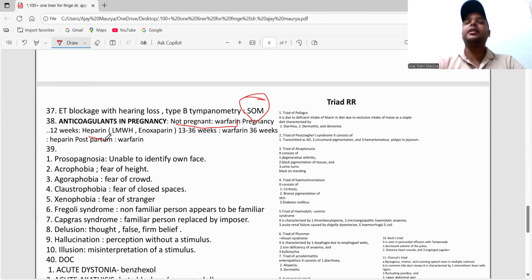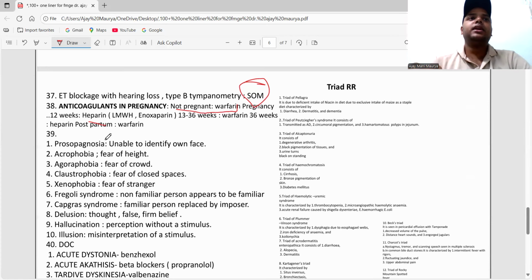warfarin is absolutely contraindicated in the very first 12 weeks, because if you give warfarin in pregnancy, it will cause warfarin embryopathy, meaning there is hypoplasia of the cartilages. That's why until 12 weeks you have to give heparin, either low molecular weight heparin or enoxaparin. Then 13 to 36 weeks you can give warfarin. At 36 weeks, heparin again. Postpartum you have to give warfarin.